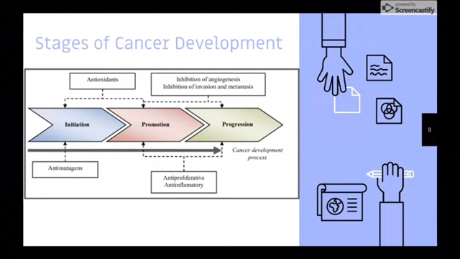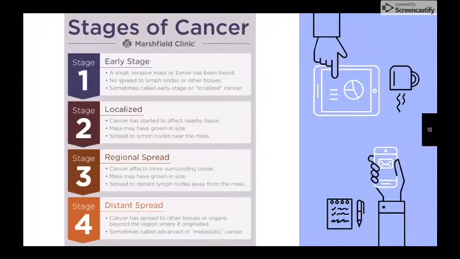Initiation is when the single cell becomes mutated with the lead of the initiators. Promotion is when the promoters increase and spread out the mutation throughout the cell. And progression is when the cell division becomes completely out of control. What are these stages of cancer? Be careful because this is different from cancer development.